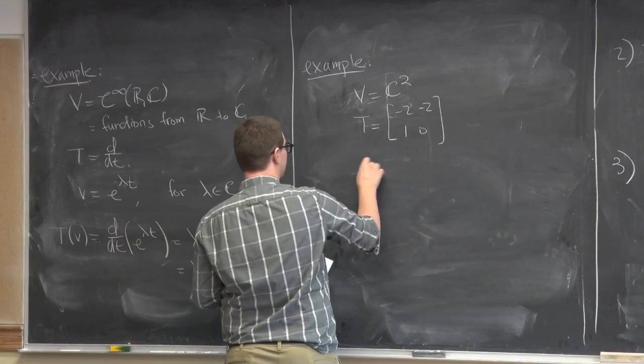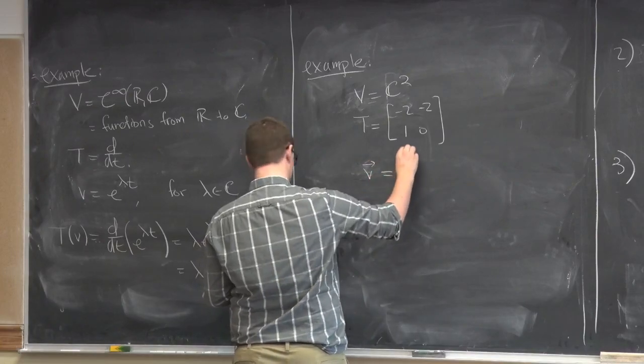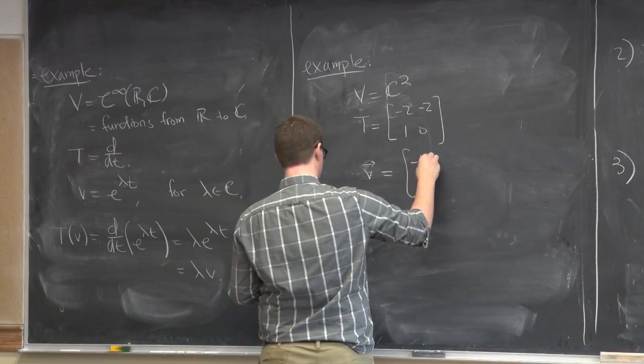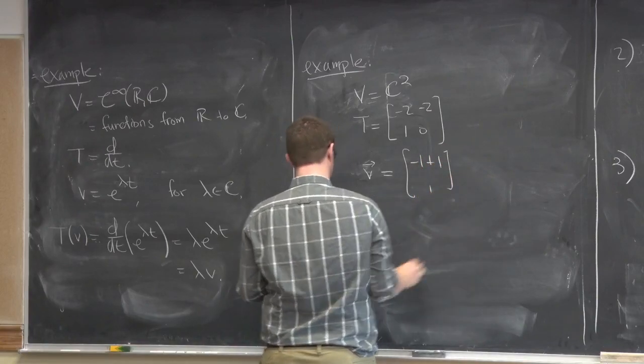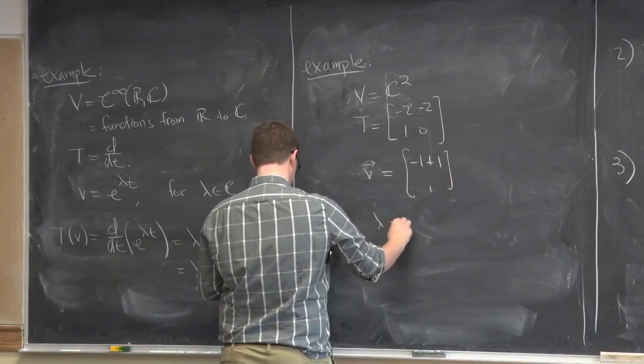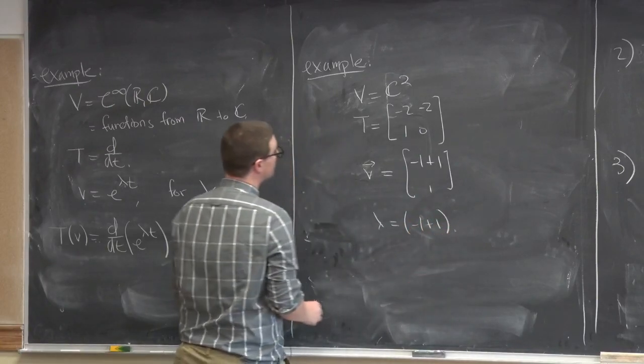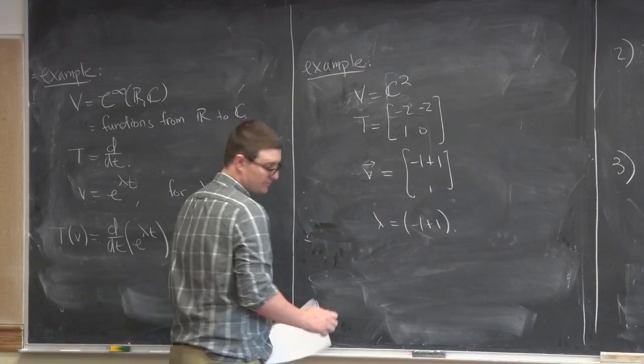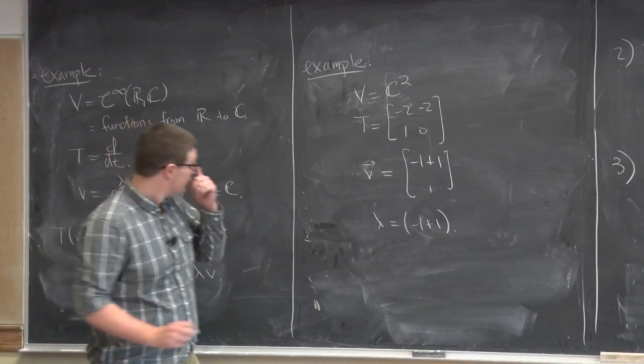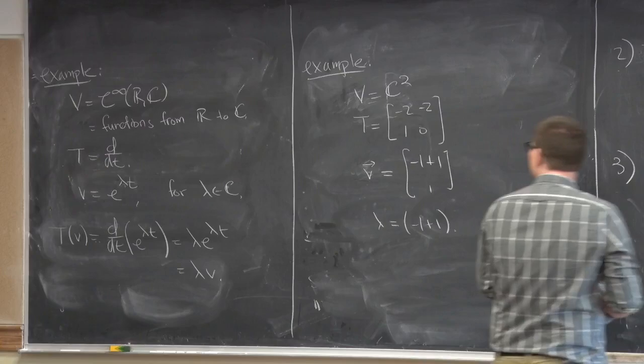Let's keep this notation. I'm going to do a vector like this now: minus 1 plus i, 1. And then we'll do lambda, so this is going to be minus 1 plus i, like this. Okay, so let's check. This actually makes sense.